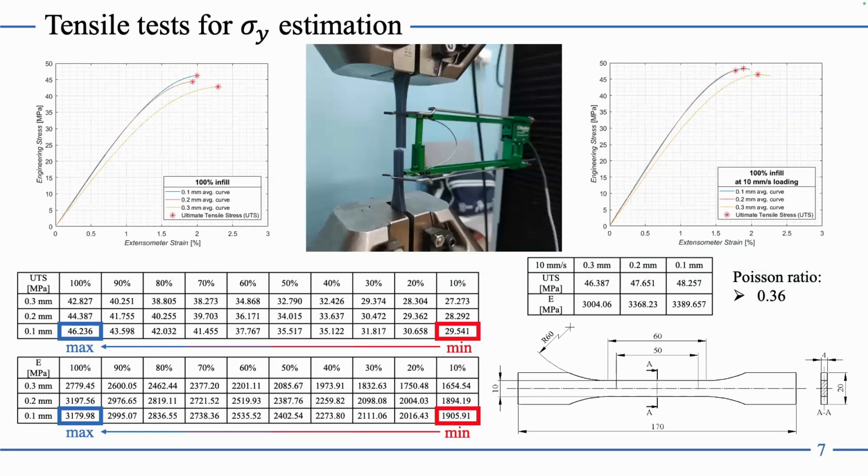Now the tensile data for the sigma y. Here are the results for the 100% infill on all three layer heights, and the results for 0.1 are placed here. For example, UTS or E, we see that the values go from 29 megapascal for the UTS up to 46, which is like the material property of the proper PLA 100 with the full infill inside.